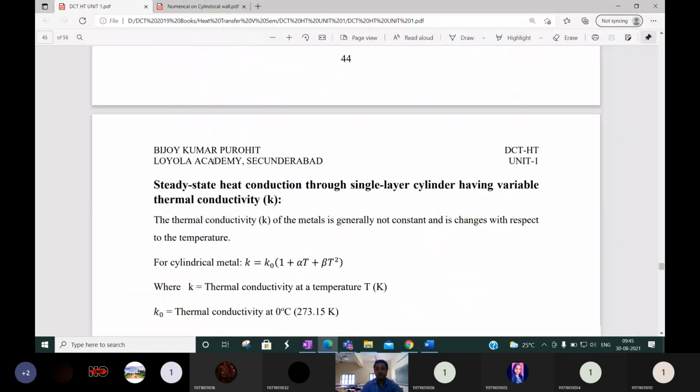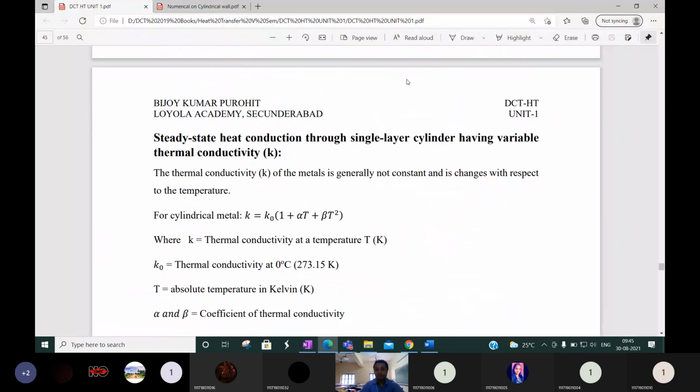The next notes are your homework. I told you that you have to understand it, and if you do not understand, you can ask me. It is the steady state heat conduction through a single wall cylinder with variable thermal conductivity. And how does the thermal conductivity vary? K equals K0 into 1 plus alpha T plus beta T square.